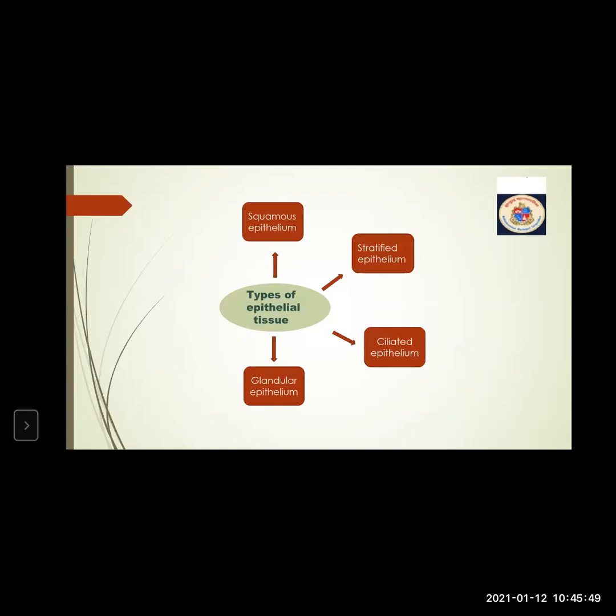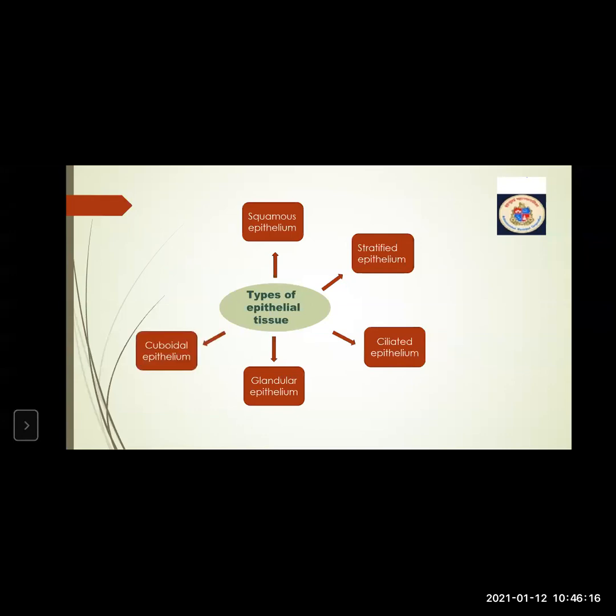Similarly, we have the salivary gland in our mouth. Whenever we feel hungry, or whenever we see our favorite food, or whenever we are chewing or having food, a watery substance comes out. That is saliva, which is released by the salivary gland, which is again an example of glandular epithelium.